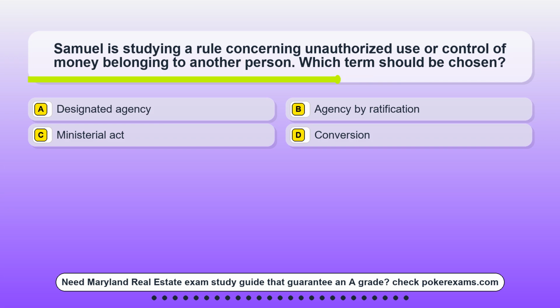Question 3. One branch creates statutes while another carries them out and a third resolves legal disputes. Which constitutional principle is illustrated? Option A, popular sovereignty. Option B, separation of powers. Option C, selective incorporation. Option D, federalism.